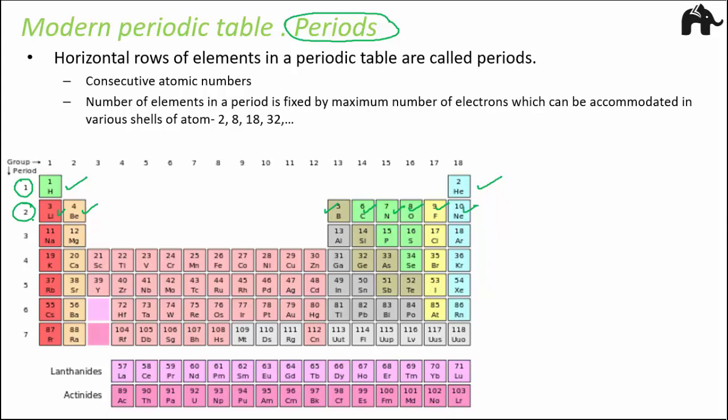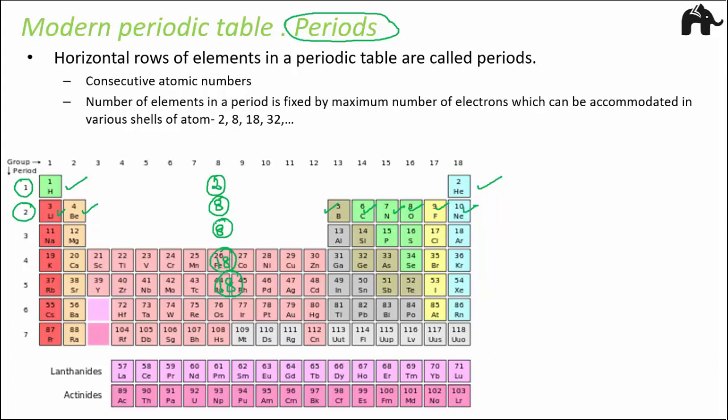If you look at it, you will see that every period has a fixed number of elements. For example, the first period has 2 elements, hydrogen and helium. The second period has 8 elements, lithium to neon. The third period again has 8 elements. The fourth period has 18 elements. The fifth period again has 18 elements. So basically, every period has a fixed number of elements. Now the question is, from where are we getting these fixed numbers?